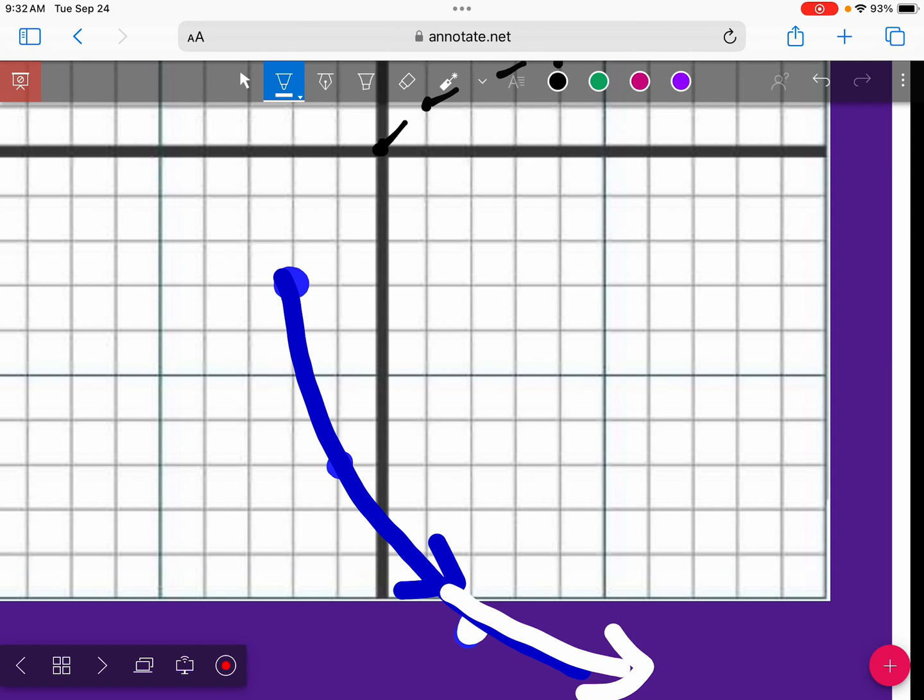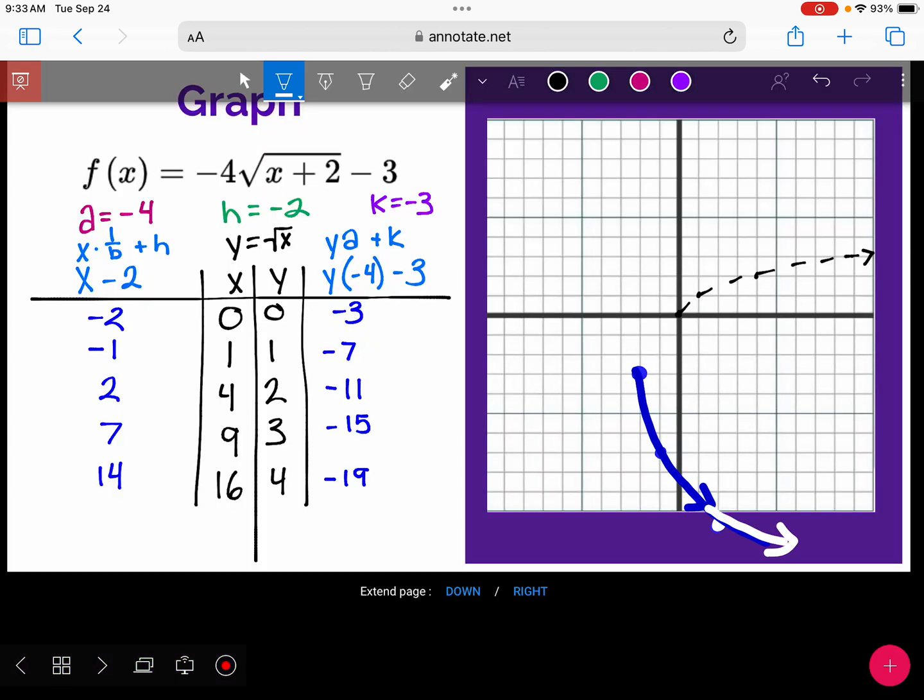So we can see that it's had that reflection across our x-axis since our a is negative. It's been stretched pretty dang far. It's gone left 2 and down 3. So the transformations still occur in the same kind of way. It's just our parent table that's different here. Questions on this one?